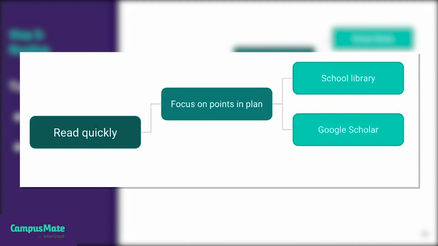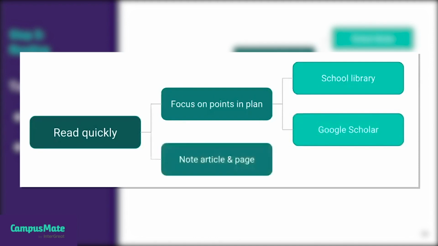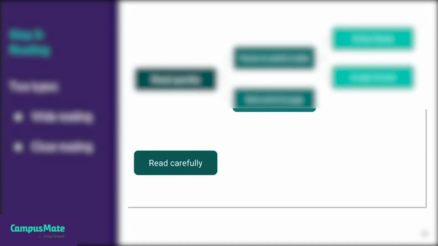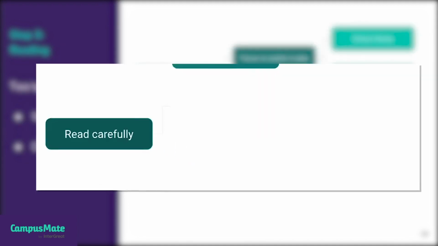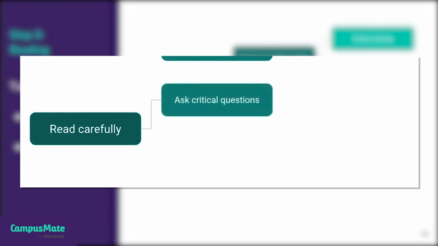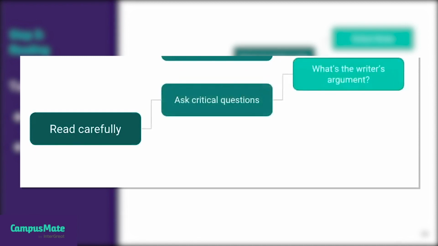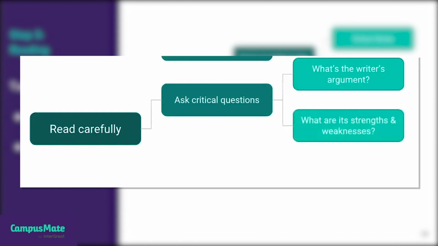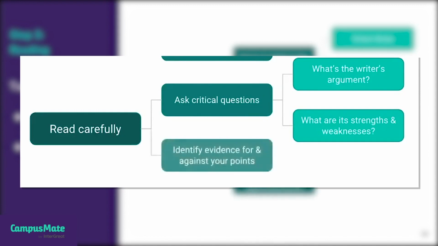When you find useful information, keep a note of the article and page number so you can easily find it again. And when you have a good selection of articles, go back and read them more closely. Ask questions as you read. For example, what's the writer's argument? What are its strengths and weaknesses? What research methods were used? How could they be improved? And so on. By the end of your reading, you should have some evidence to support each of your points, as well as some critical thoughts of your own.